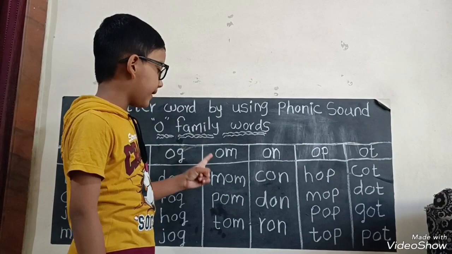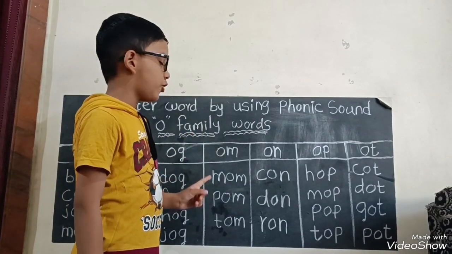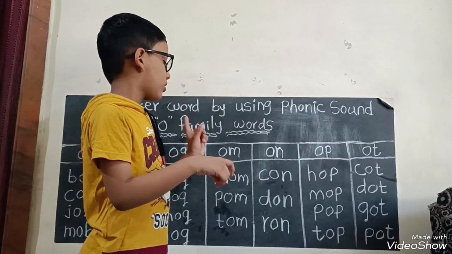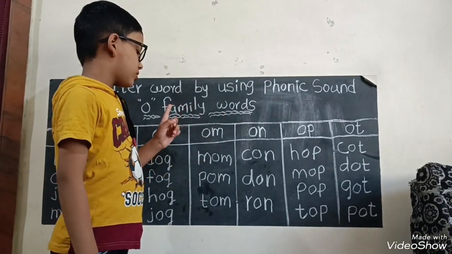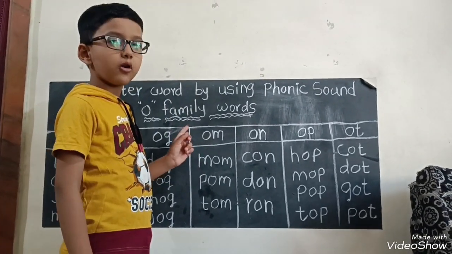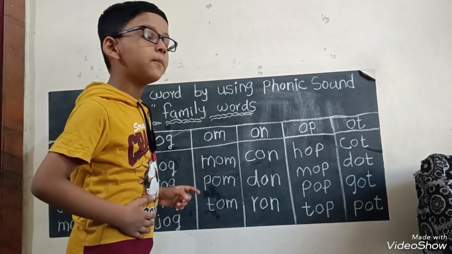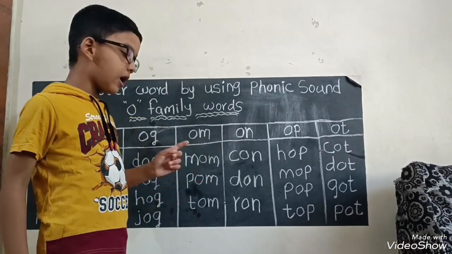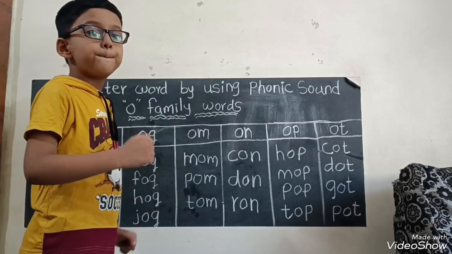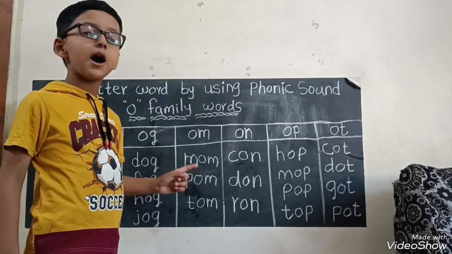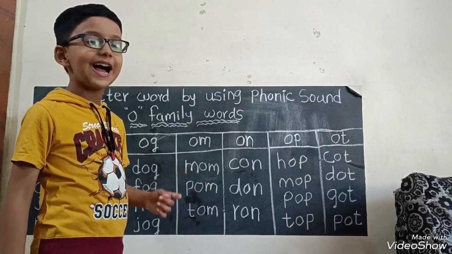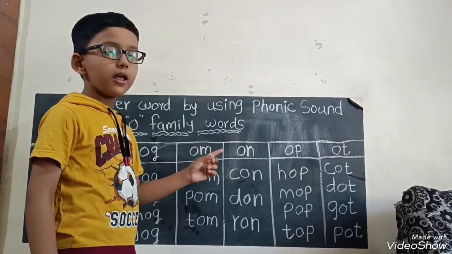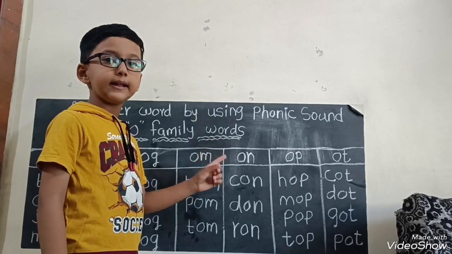Now OM ending words. Sound of O. O. Sound of M. M. Sound of M. Like this. Sound of M. Mom. Sound of P. P. Pom. Sound of T. T. Tom.